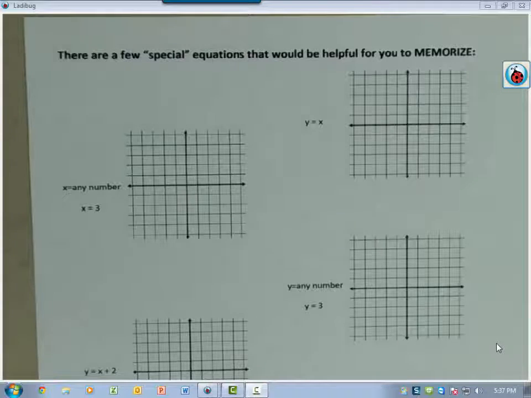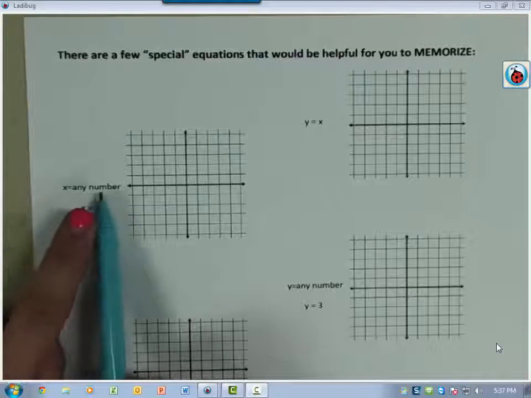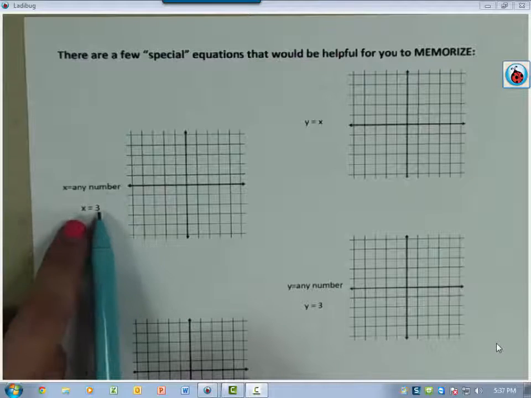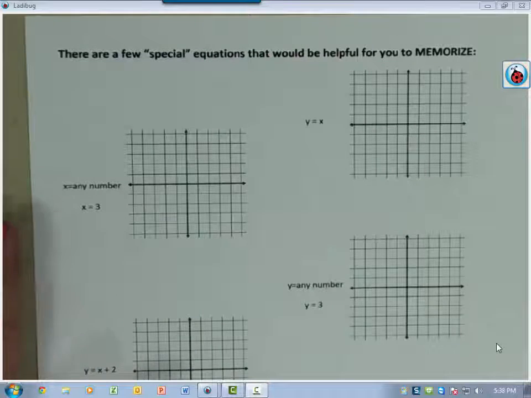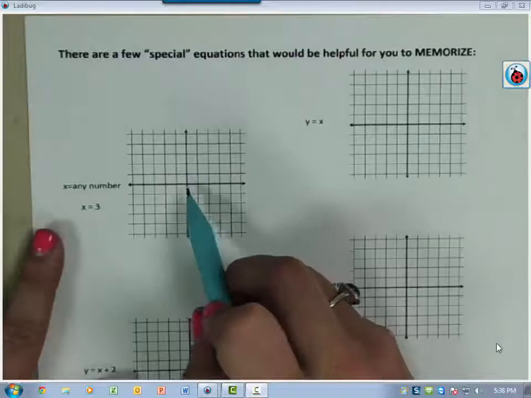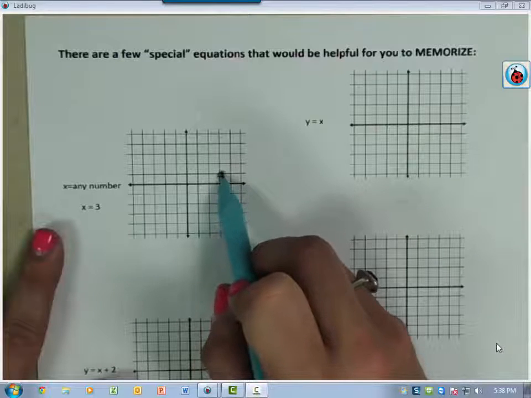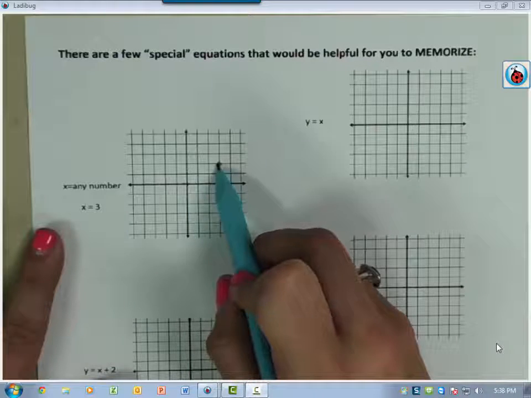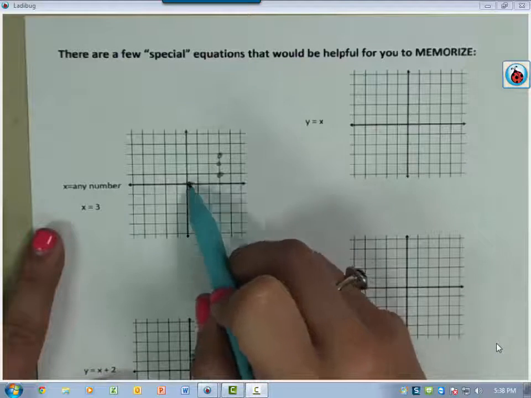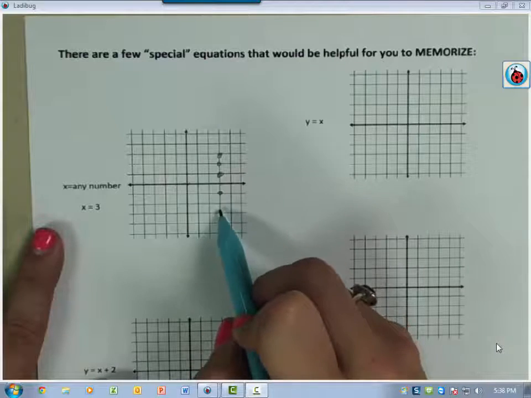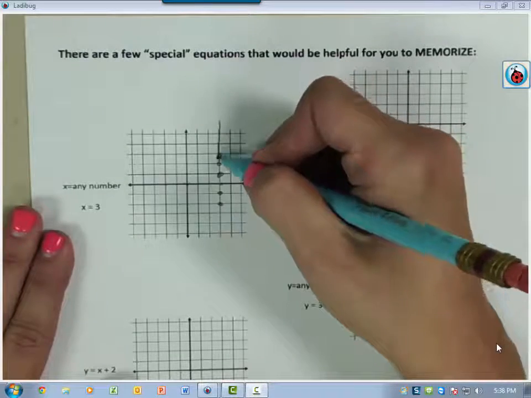So let's look. When x is equal to any number, so for this instance 3, when x is equal to 3, it means all of your x values are going to be 3. So x values go over, so over 3, up 1, over 3, up 2, over 3, up 3, over 3, down 1, over 3, down 2, okay? So when x is equal to any number, it's just going to be a straight up and down line.